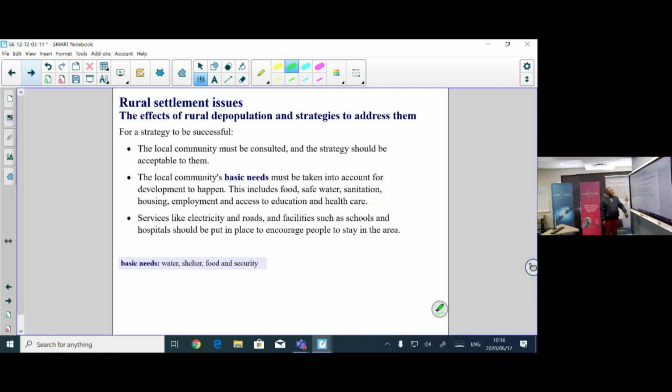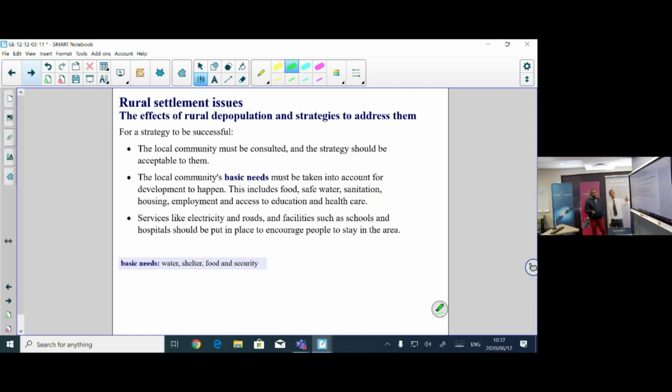For a strategy to be successful, the local community must be consulted and the strategy should be acceptable to them. So all those strategies that we talked about cannot just be implemented. People have to be consulted first. The chiefs, the headmen and so forth, they have to be consulted and then they have to accept them for them to be implemented. The local community's basic needs must be taken into account for development to happen.